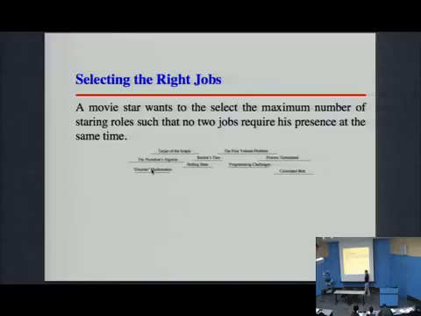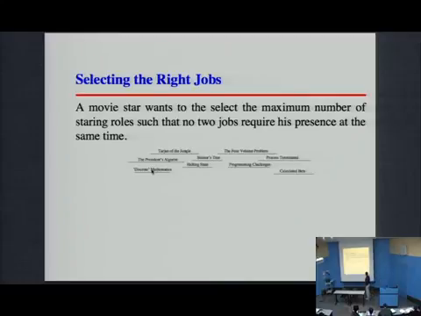Calculated bets, okay? That way he could do 4 movies. Does everybody see that? Okay? Is there any way he could do 5 movies? I don't believe that there is a way to do 5 movies.